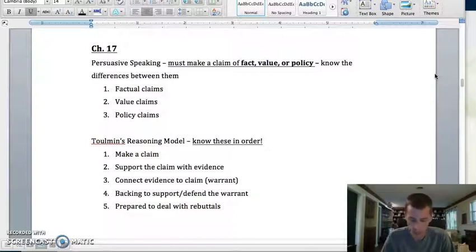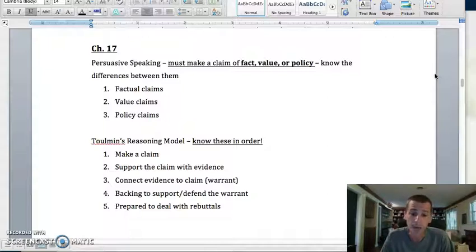A value claim. This is different. This evaluates something as right or wrong, moral or immoral. Okay, so it's judging the value of something. And then finally, policy claims. These deal with desirable actions. A lot of times they're related to laws or rules. So should this be a required policy? Should this be legal or illegal, etc. All right, so know the differences between those three.